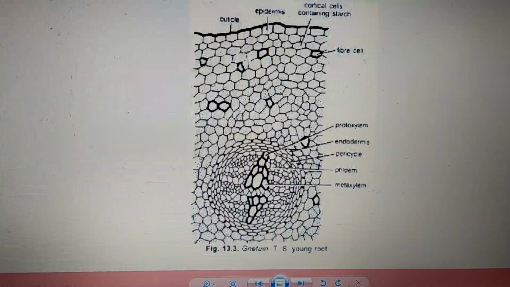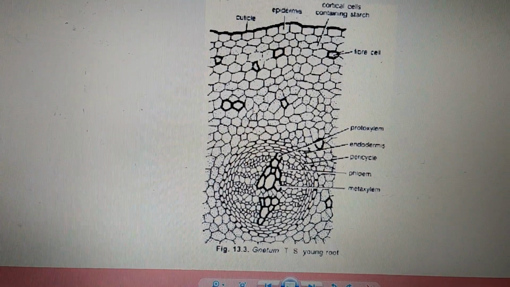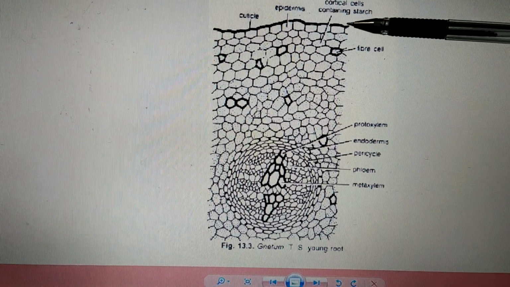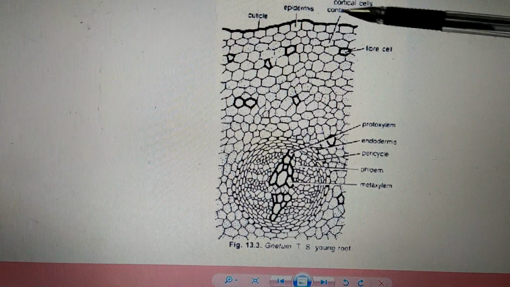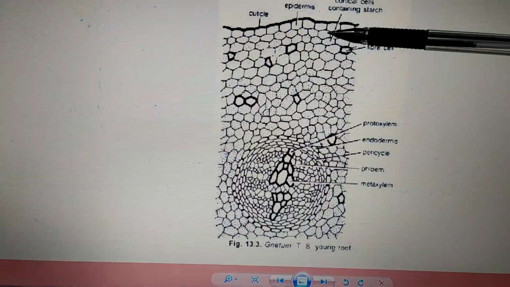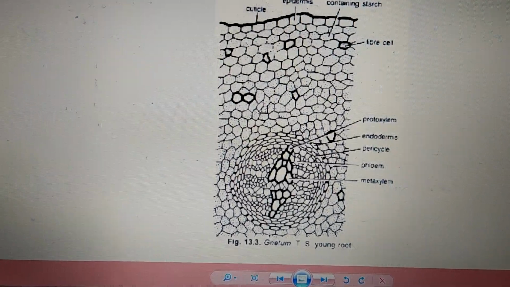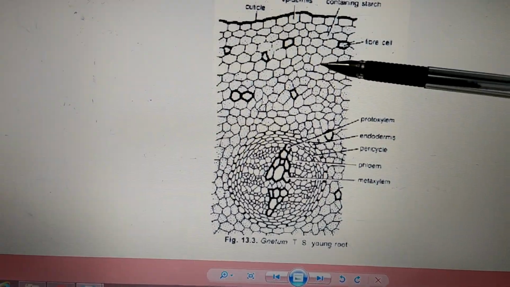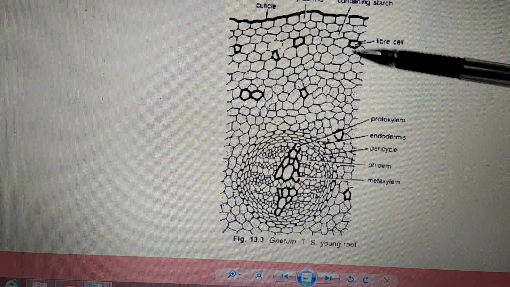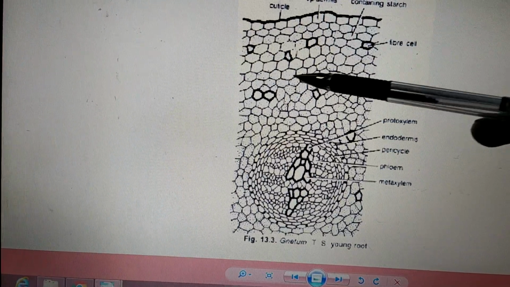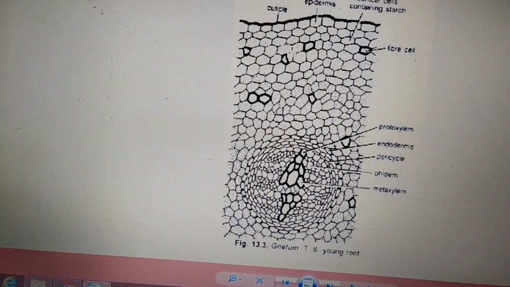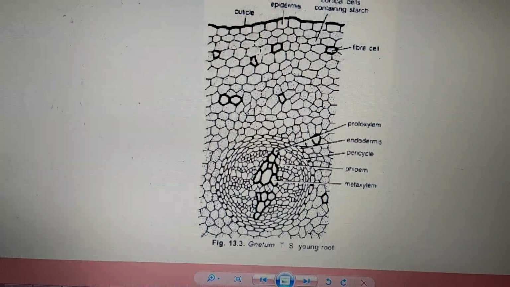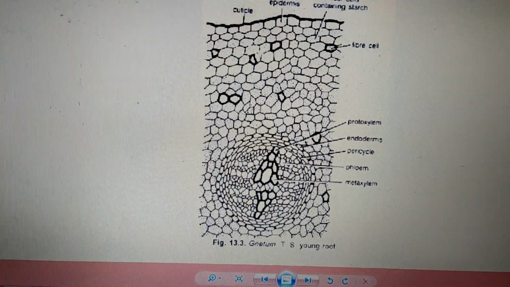So to begin with, the outermost layer is epidermis with the deposition of a cuticle. Outer to the epidermis there is a deposition of cuticle. Inner to the epidermis we have this multi-layered cortex. The cortex consists of polygonal or oval shaped parenchymatous cells. These parenchymatous cells are usually filled with starch grains. So starch is a reserve food material in Gnetum.